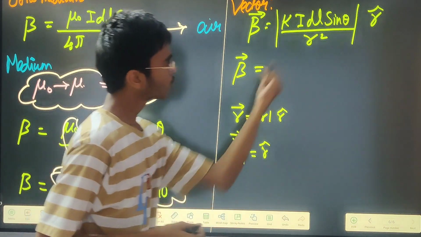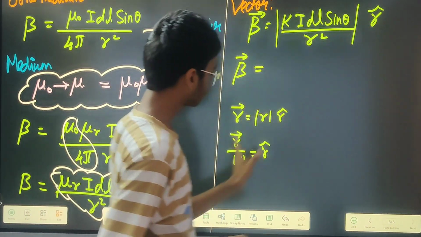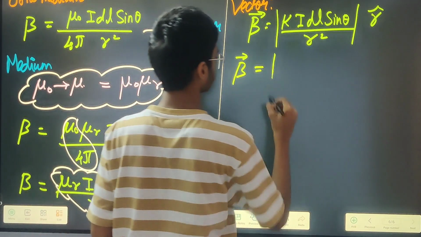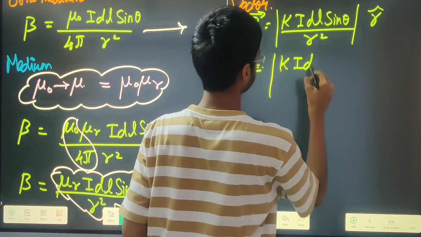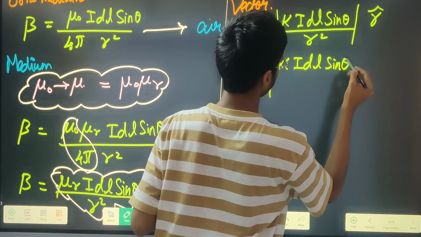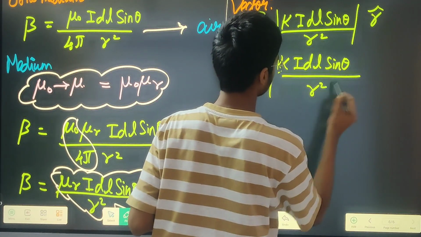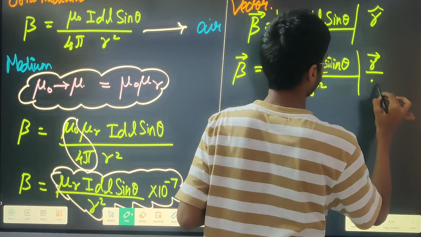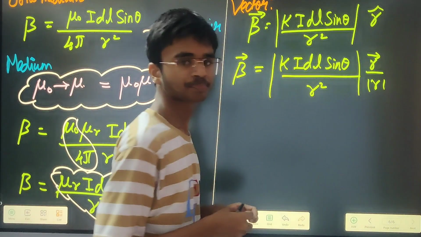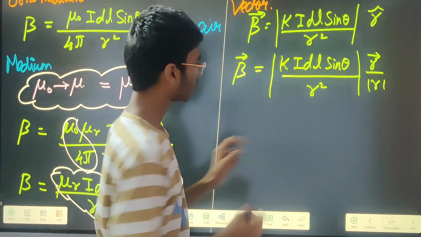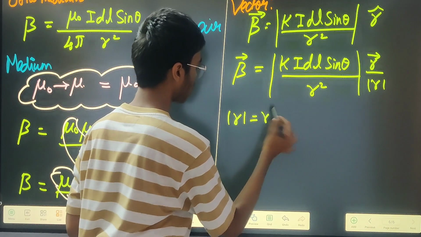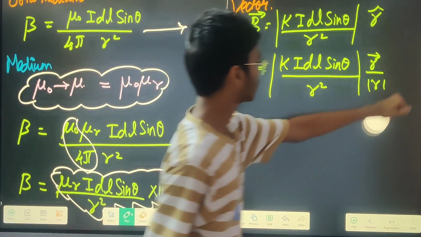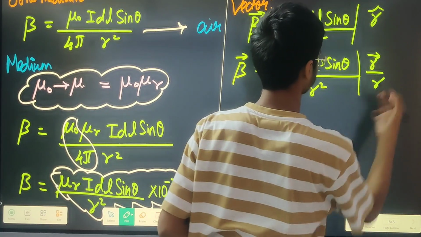So I'm going to substitute this formula in place of r cap. K I dl sine theta whole divided by r square, which is r vector whole divided by modulus of r. Modulus of r is equal to r, if you don't know, you can know now. So in place of modulus r, I'm going to write just r.